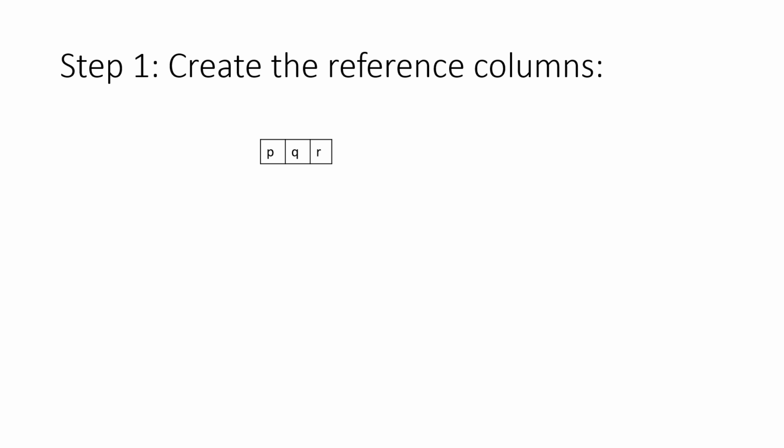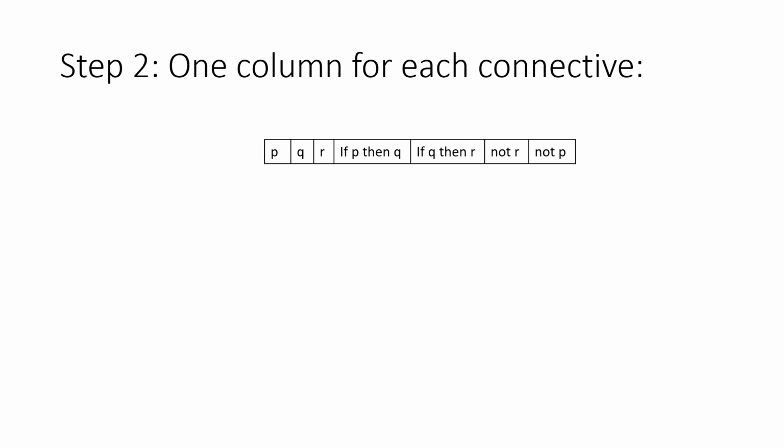And then in step 2, you want to make one column for every individual instance of a connective that occurs in the argument. And so you want a column for the if-then, that is if P then Q. You want a column for the if-then, that is if Q then R. You want a column for the not, that is not R. And you want a column for the not, that is not P. So every instance of a connective gets its own column.